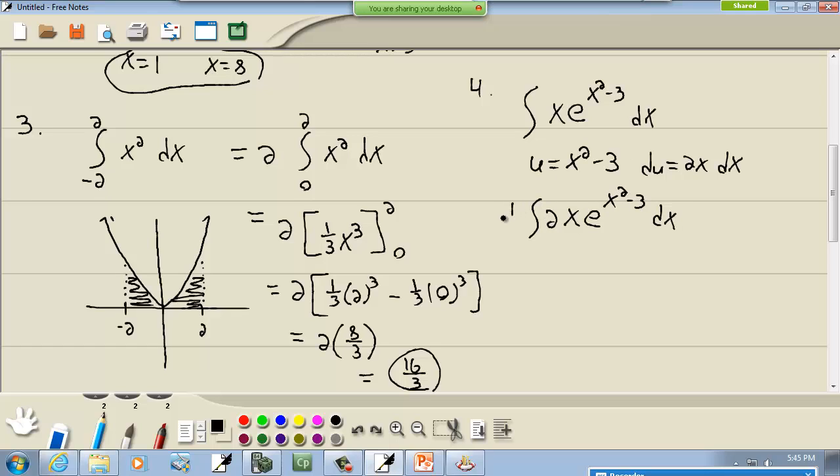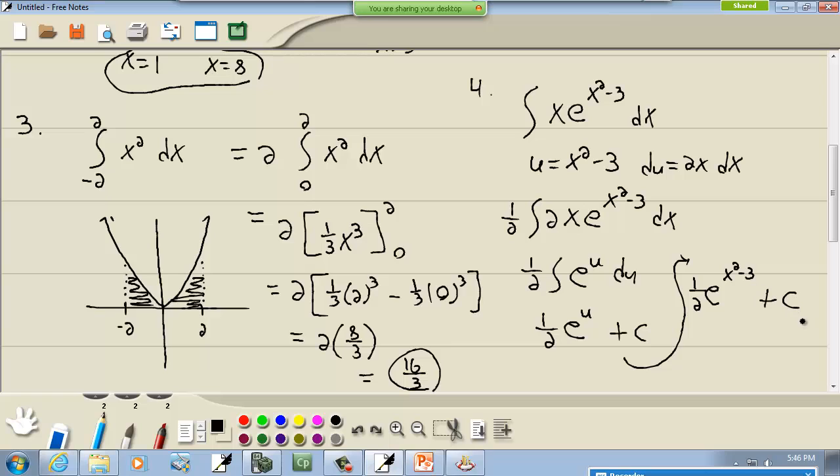Now we'll offset that by putting a 1/2 out in front, the reciprocal, because 1/2 times 2 gives you the 1. Now that I've done that, this gets replaced by u, and 2x dx gets replaced by du. Now the integral of e to the u is e to the u, and then we'll put a plus c in, because this is not a definite integral anymore. Then we plug the u back in. We said u is equal to x squared minus 3, and that would be our answer.